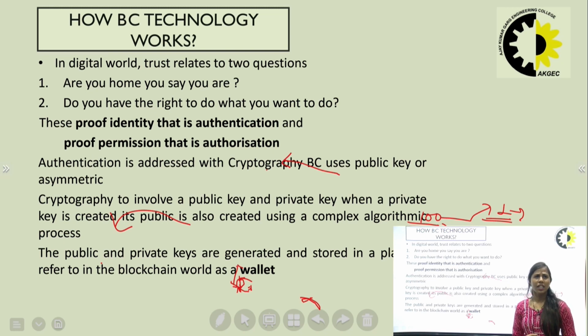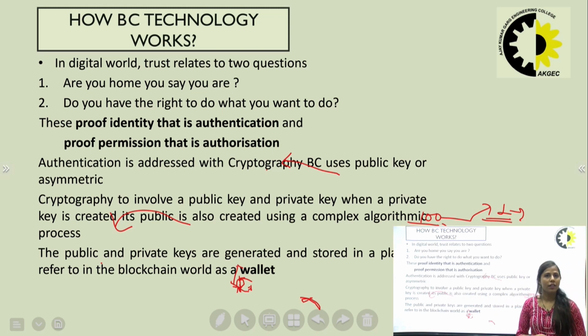Authentication is done using cryptography, by using the different public key or private key. Authentication is a proof of identity, and it is done by using the public key. But in authorization, we are using cryptography, which involves the public key and the private key, created using a complex algorithm.